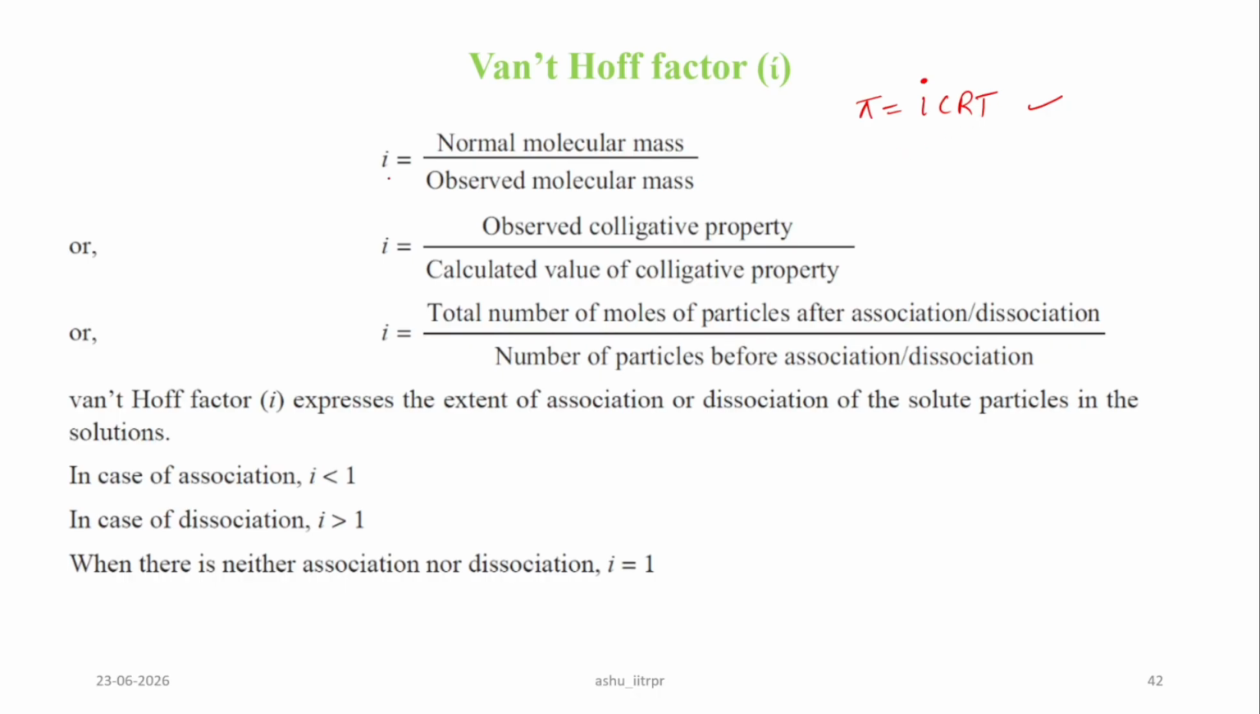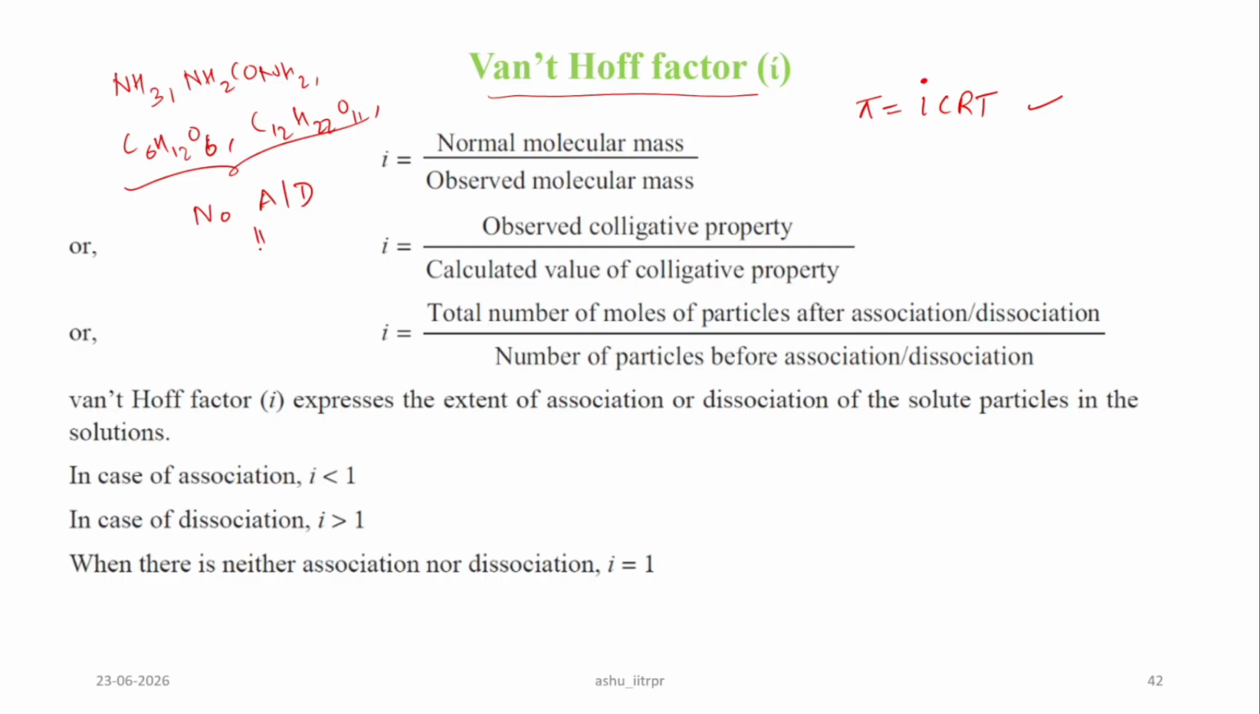And one more thing that you can observe, in NCERT or any other book, before the introduction of Van 't Hoff factor, all the numericals, all the questions that we have, these solutes are either ammonia or urea, NH2CONH2, or we have glucose, C6H12O6, or we have sucrose, C12H22O11, or we have ascorbic acid, like these organic compounds. Why? Because there is no association or dissociation. That means for them, the value of I is always 1.